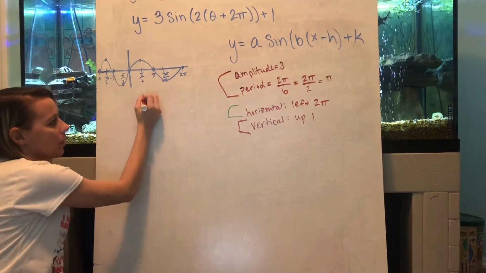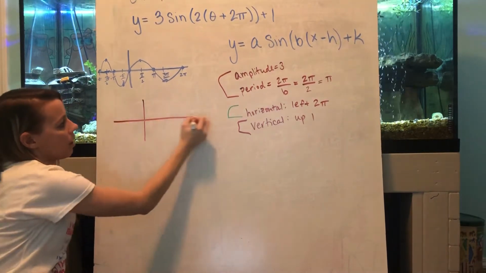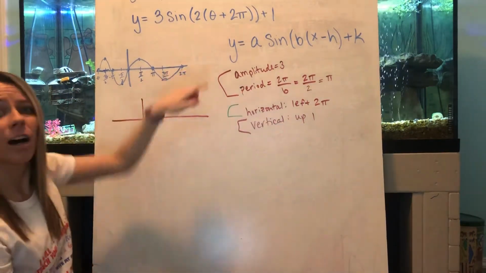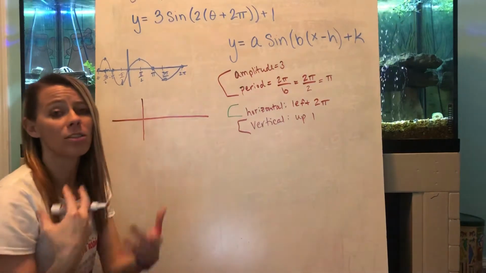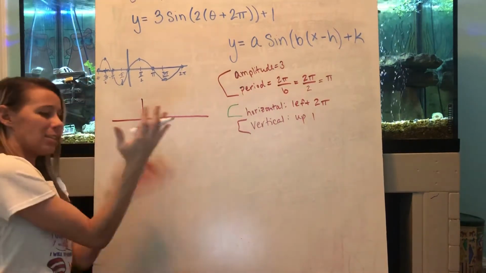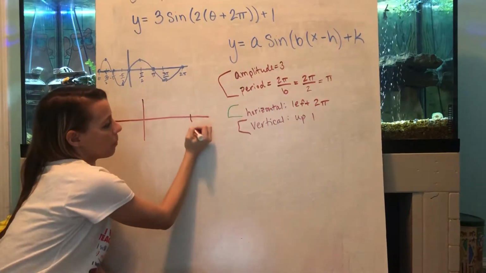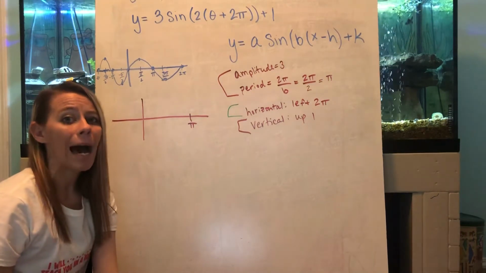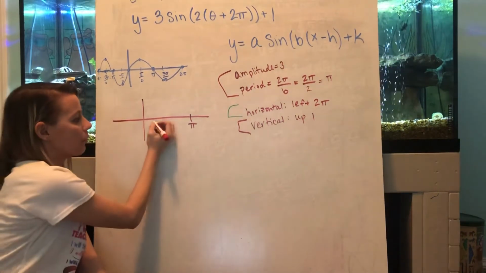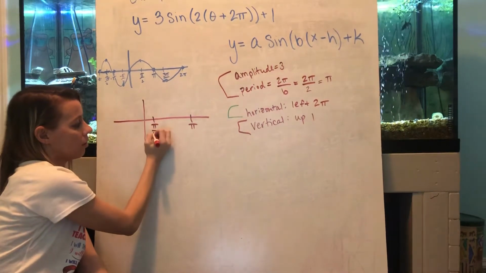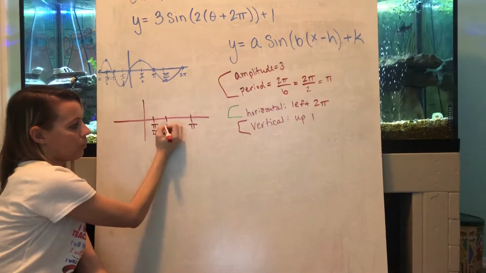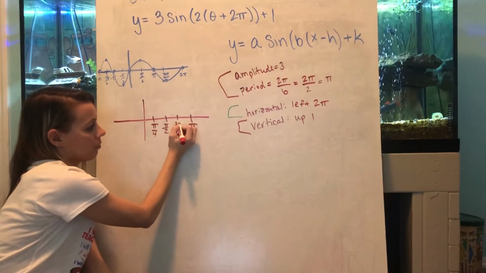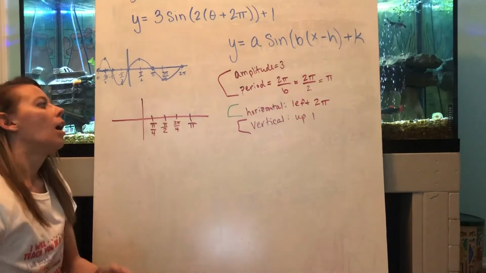So first of all, I'm going to go ahead and graph. I need to change my increments on my x-axis because the full period now is pi, not 2 pi, so it's been squeezed in. So pi will be a full period, and I need to split that up into 4 sections. So pi divided by 4 gives me pi over 4. 2 pi over 4 is pi over 2. And then 3 pi over 4. And of course we have 0.